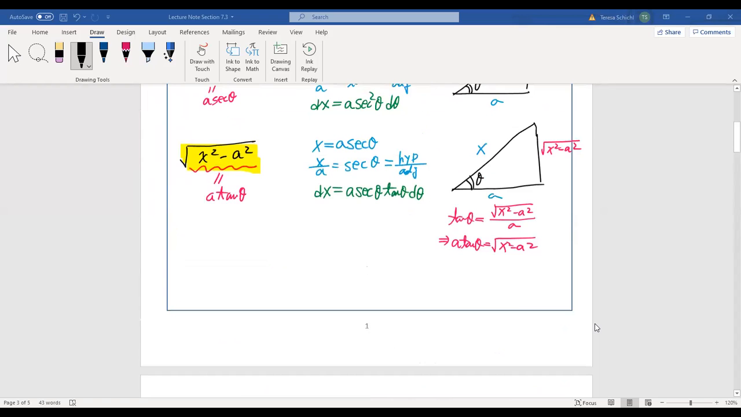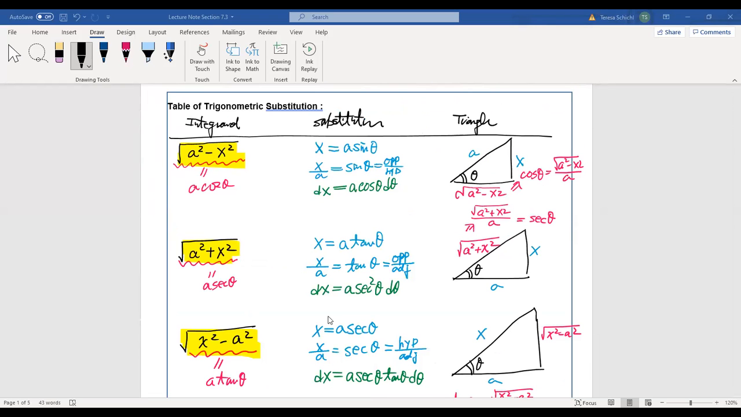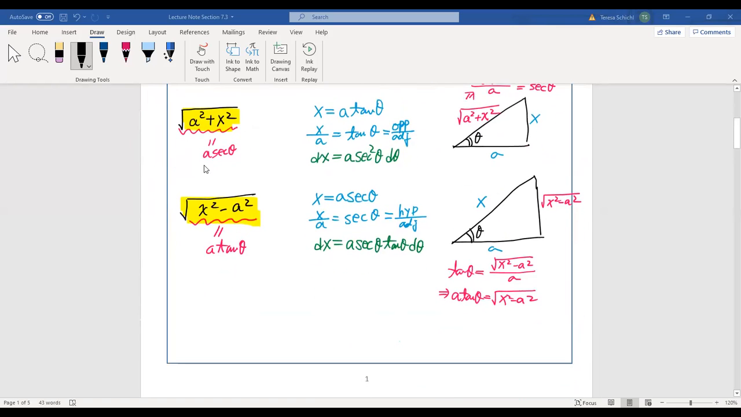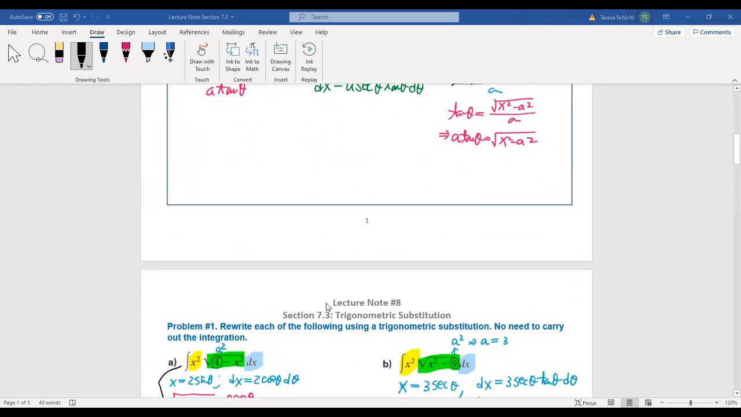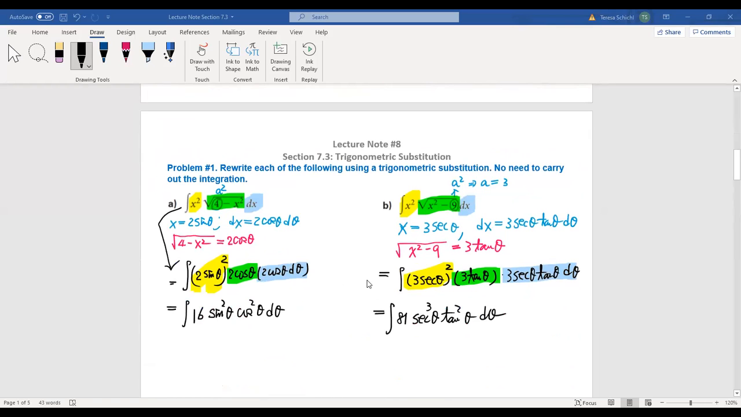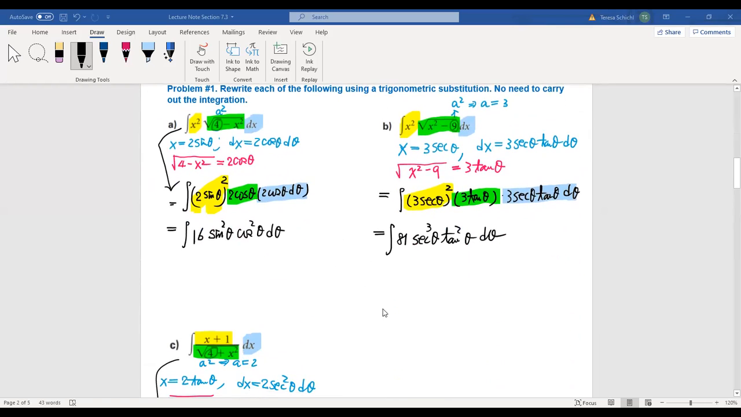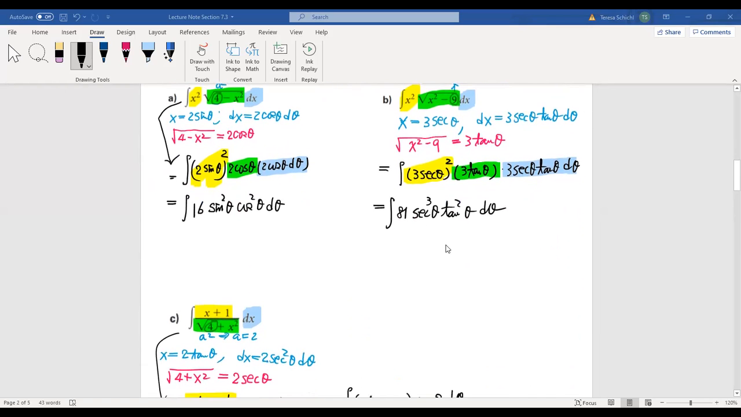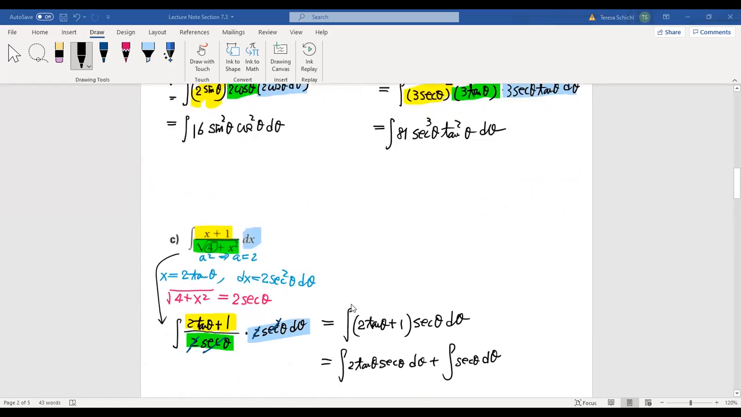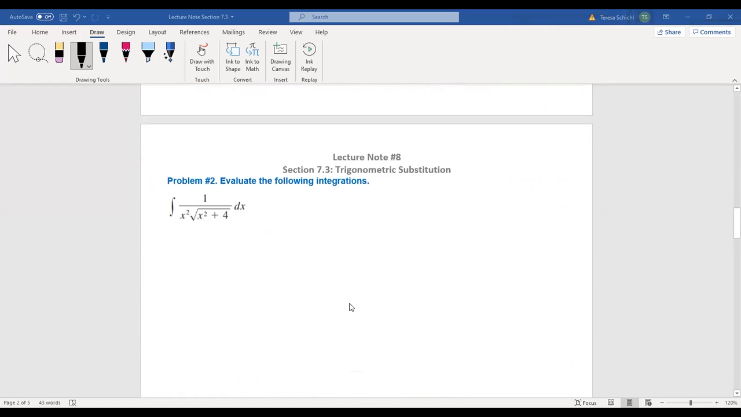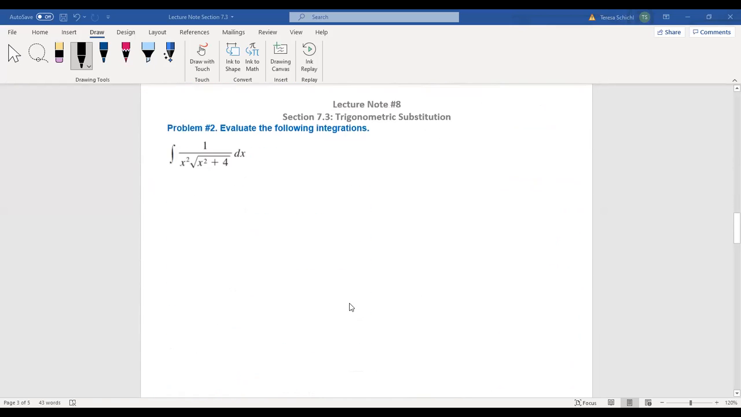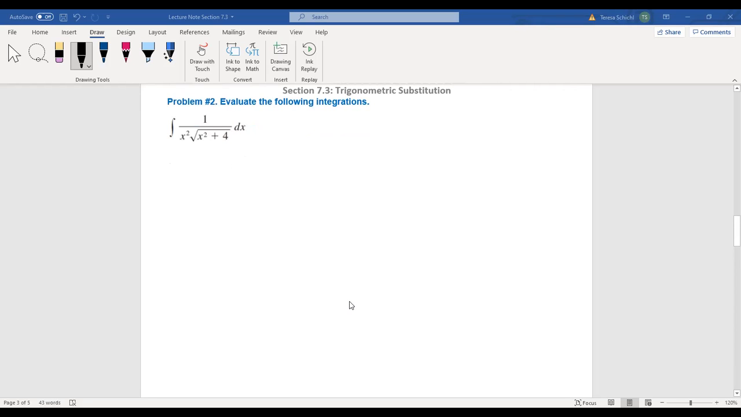Those are the three things we talked about. This table is extremely important. For the different forms, it shows how you set the substitution, and the red means how you define these numbers here. We did three problems in the first video just to show you how to do the substitution, and we did not really carry out the integration. So now we have three more problems, and for these three problems, we are going to physically carry out the integration.